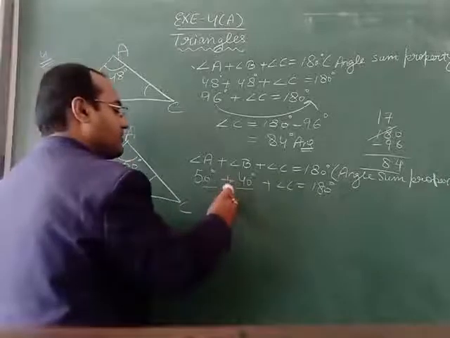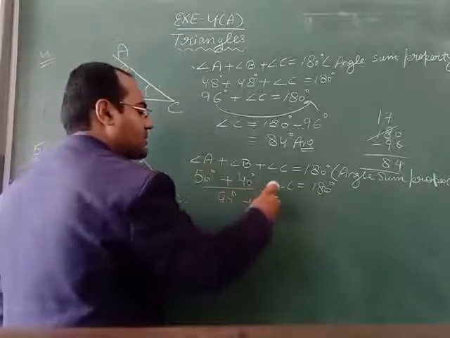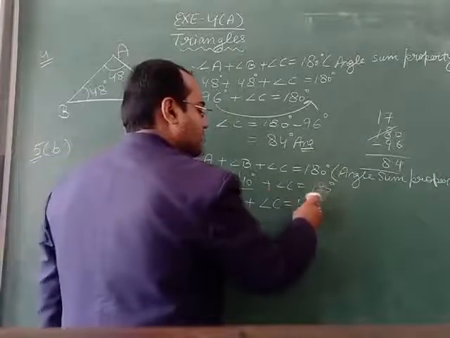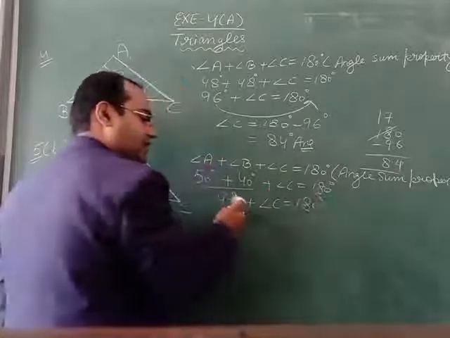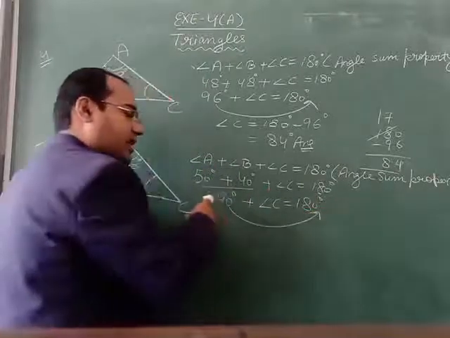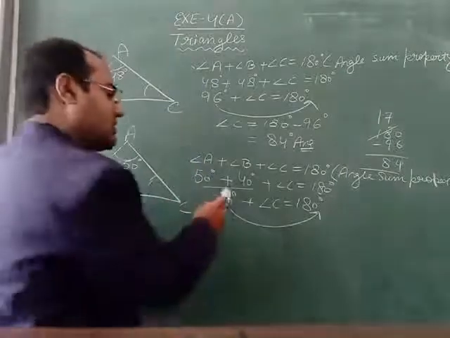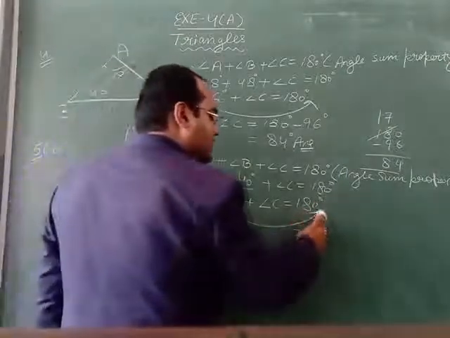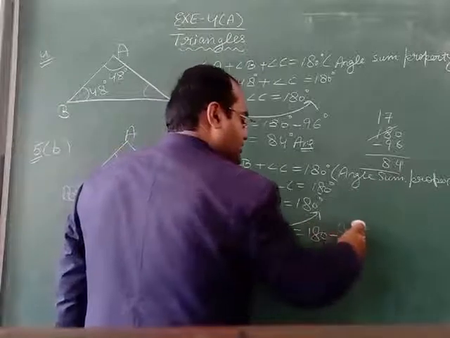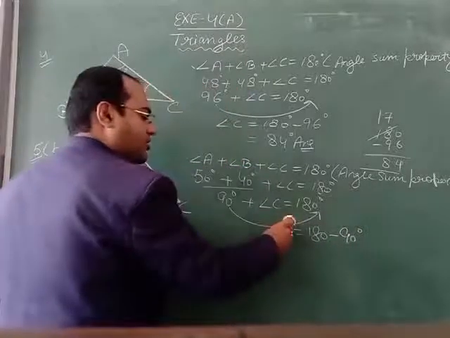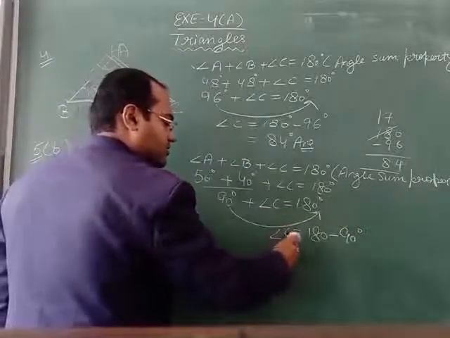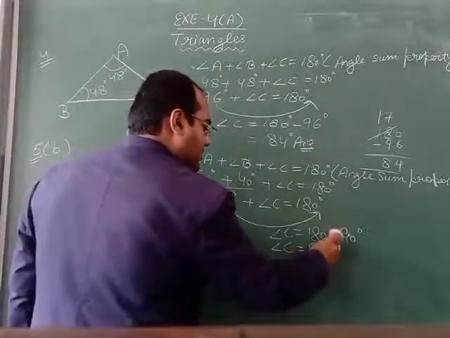50 plus 40 will be 90 degree plus angle C is equal to 180. This 90 will come to the right hand. 90 is having no sign, and no sign means plus sign is there. So this plus 90 will become minus 90. So 180 minus 90, and here on the left hand we will write angle C. So here angle C answer we got 90 degree.